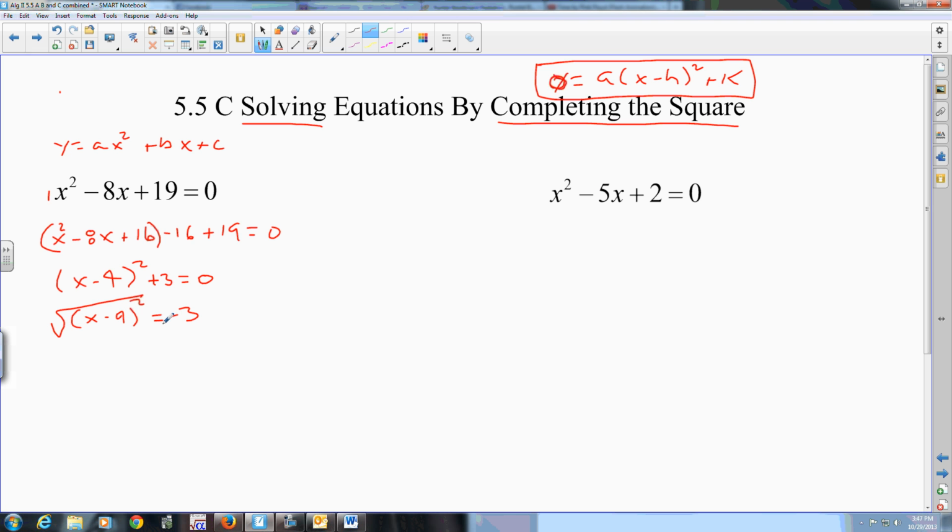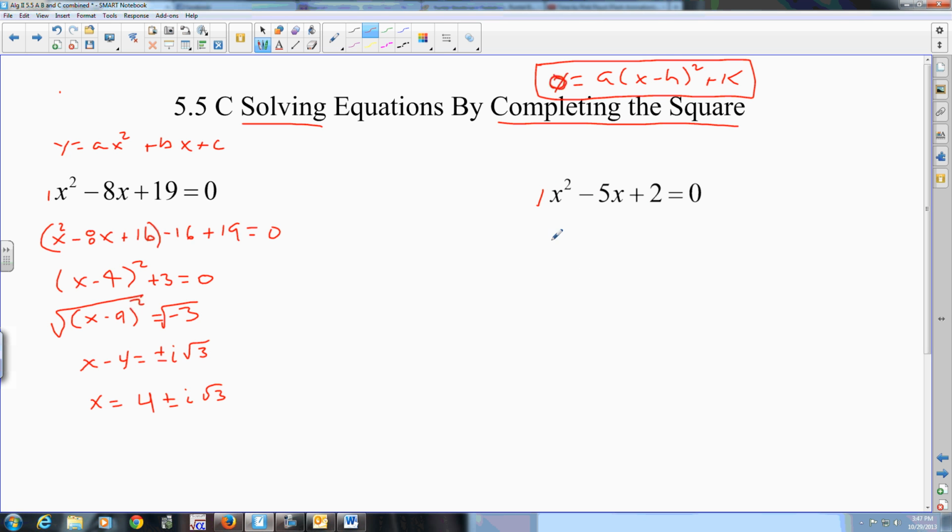Square root both sides. Remember, when you put an even root on the page that wasn't there before, a plus and a minus shows up. Square rooting a negative 3, that's going to pop out as i square root of 3. Last step, bring the 4 over. X is equal to 4 plus or minus i square root of 3. And that would be your final answer. You're done. Nothing more to do for that one.